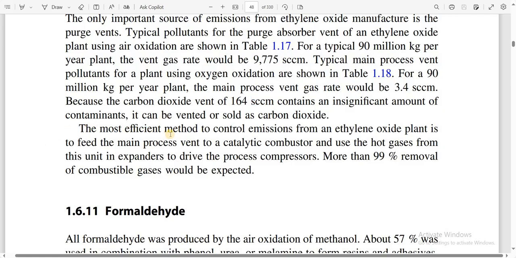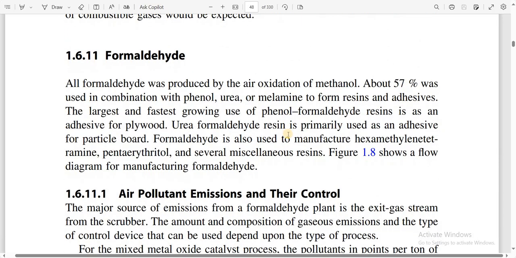Okay, the most efficient method to control emission from the ethylene oxide plant is to feed the main process vent to a catalyst combustor and use the hot gas in expanders to drive the process compressor. More than 99% removal of contaminant gas would be expected.